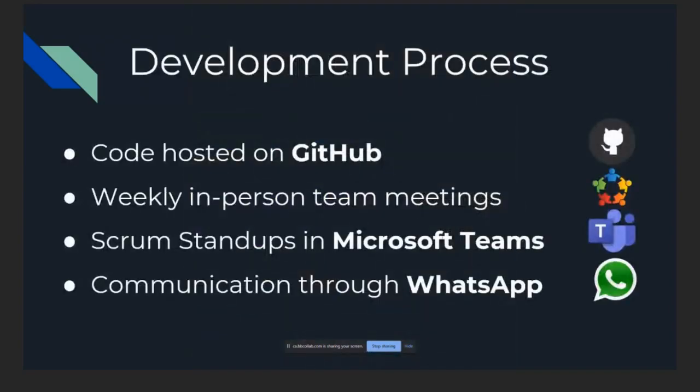Now we're going to talk about our development process. We followed the agile methodology, meaning that we had 2-week sprints, daily stand-ups, and sprint retros, etc. Some tools that we found helpful were that we have our code hosted on GitHub. We had weekly in-person team meetings. Our Scrum stand-ups were hosted on Microsoft Teams, and team communication was done through WhatsApp.